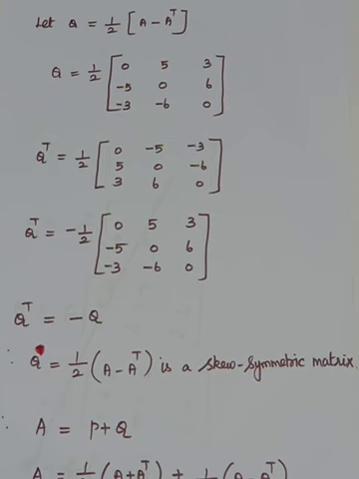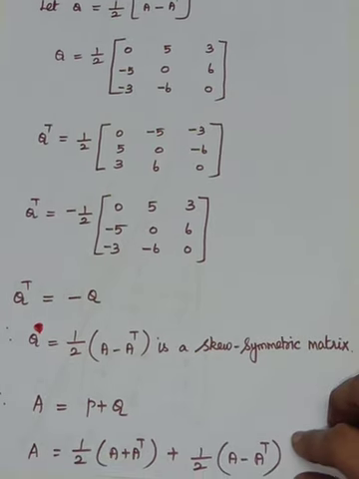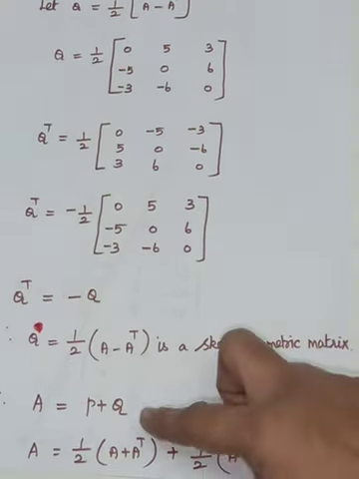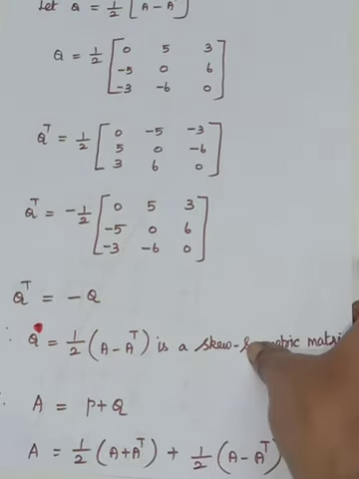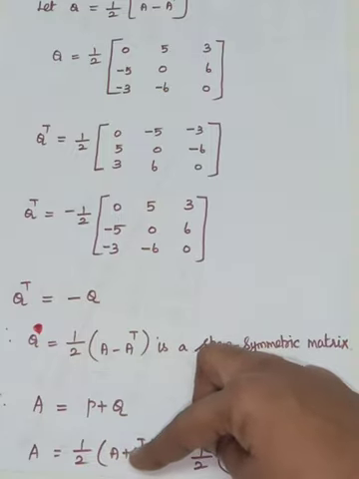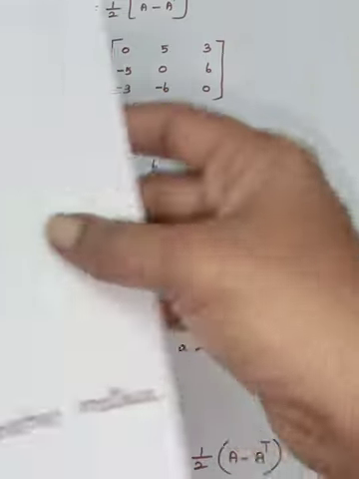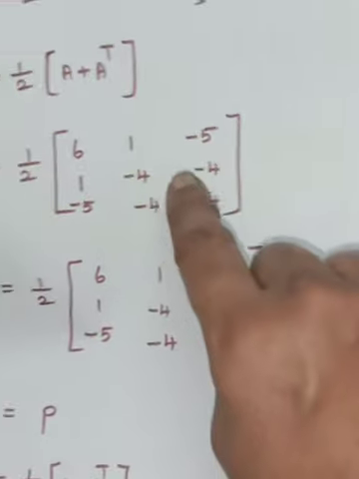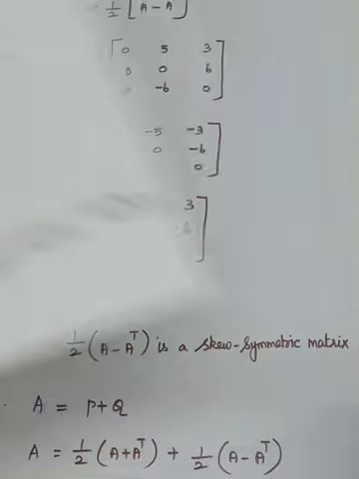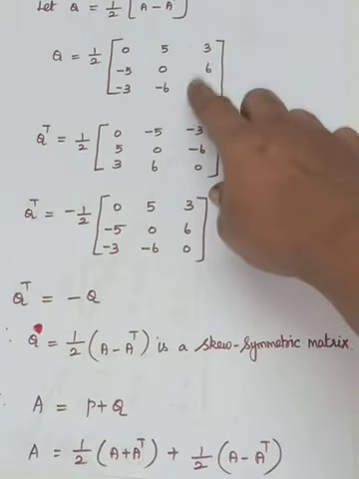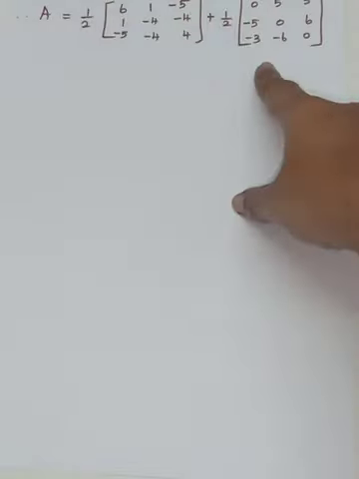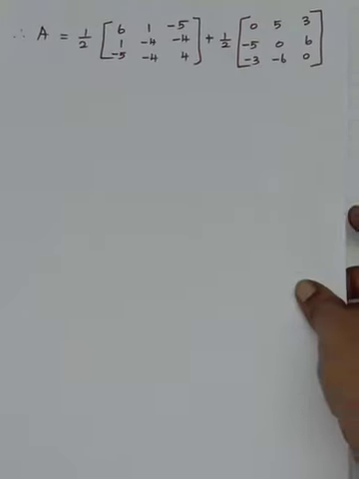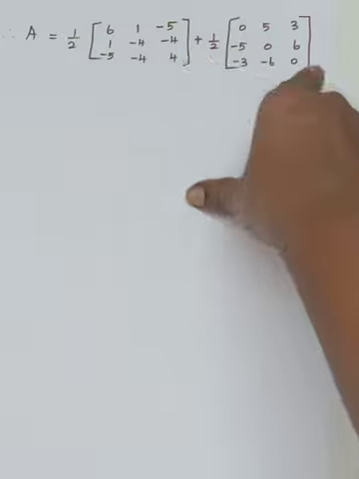So now you have to write A as a sum of symmetric and skew symmetric matrices. So P plus Q. P is half into A plus A transpose, plus half into A minus A transpose. Where it is half into A plus A transpose, here you will have the matrix P. And Q, here you will have Q. So we have to write these two matrices. So A can be written as a sum of a symmetric and a skew symmetric matrix.